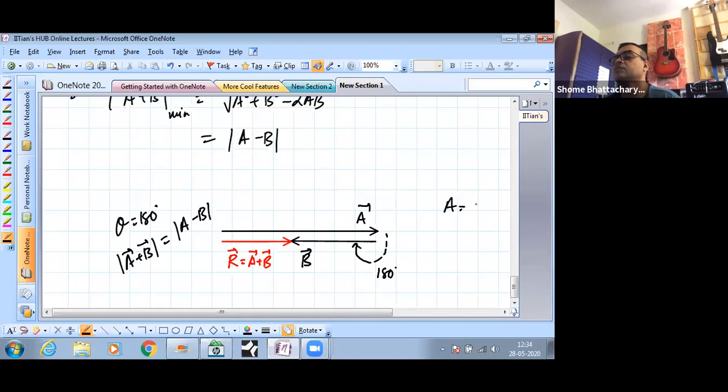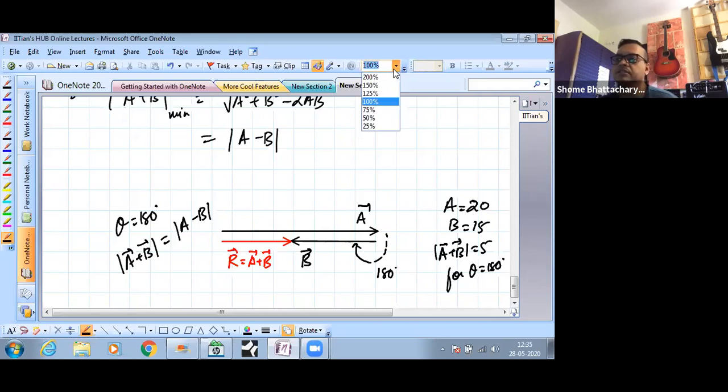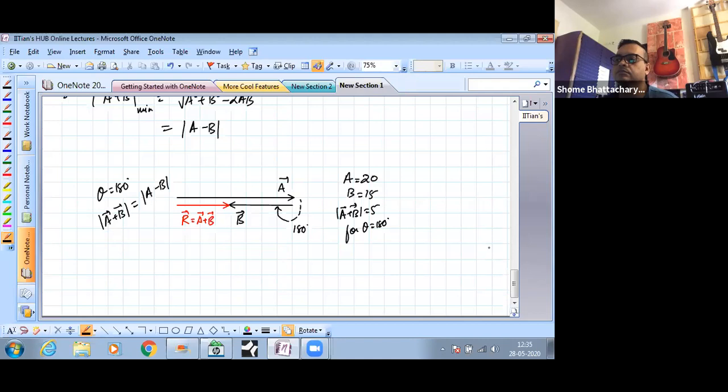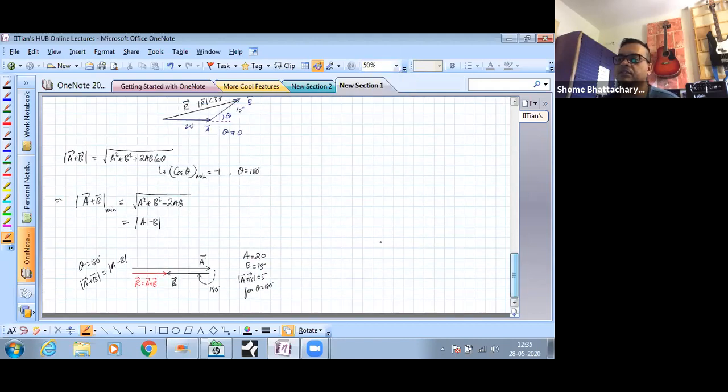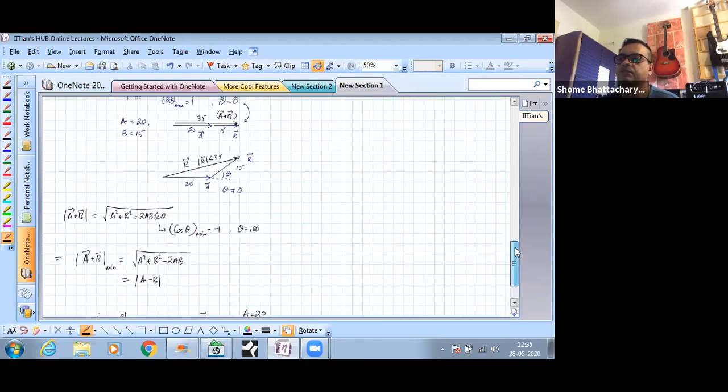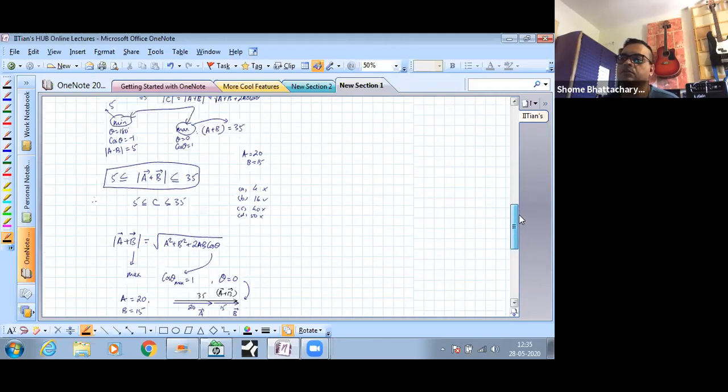So for example, if a is 20 and b is 15, then the magnitude of a plus b will become 5 for theta equal to 180. Whereas when it is 90, you've seen it as root of a square plus b square. Okay. So that's a different case. So combining these two statements, the minimum value is this and the maximum value is this.